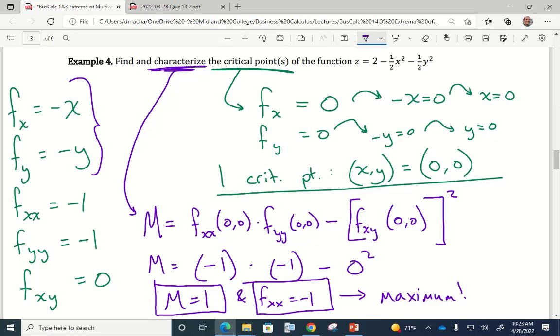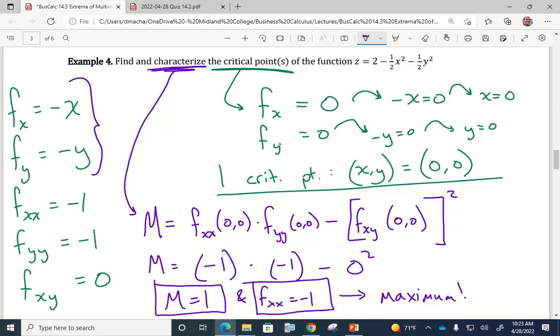at 0, 0. So if you have a maximum or a minimum or a saddle point, it has to exist at a critical point. You won't find maximums or minimums that are anywhere besides critical points. So your list of critical points is a list of candidates that might be maximums or minimums or saddle points.